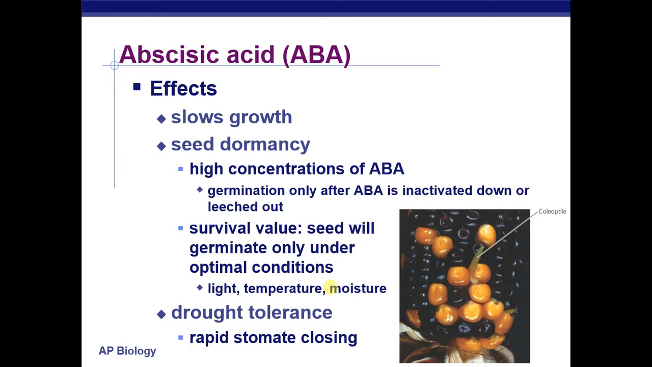Abscisic acid is another example which affects the slowing of growth, and it promotes seed dormancy. And again, it makes sure that a plant seed will survive, and that it will only germinate under certain conditions.